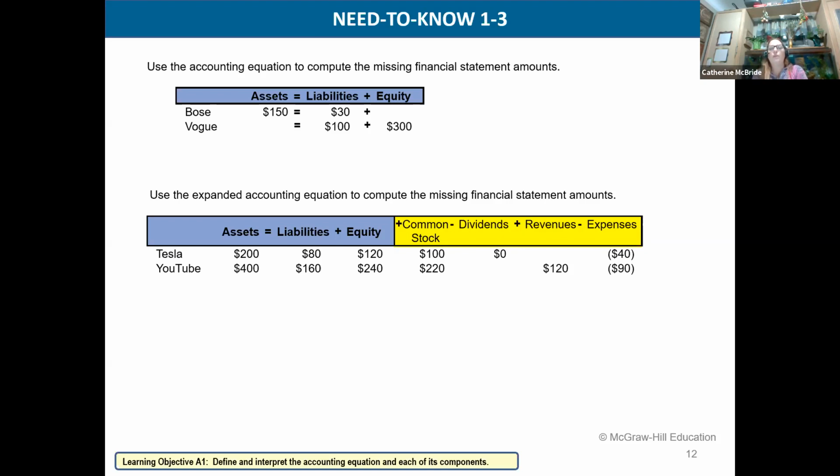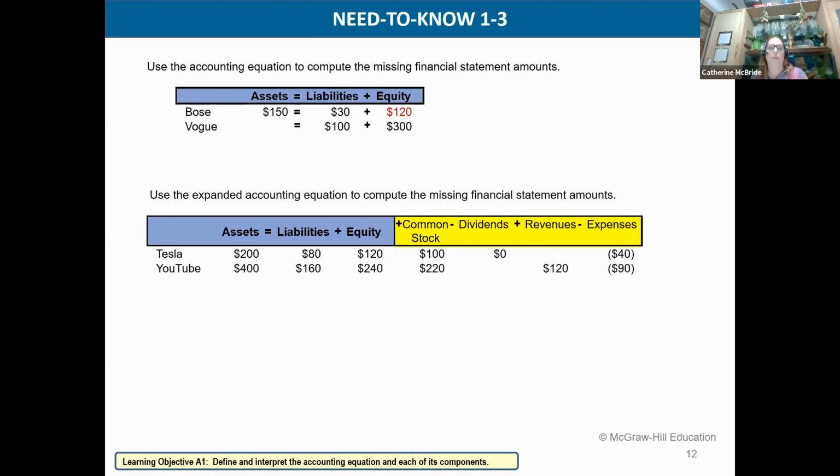If we have $150 in assets and $30 in liabilities, and there's a homework question and a practice question exactly like this, how much do we have in equity? You should have come up with $120. And I get that because $150 minus $30 gives me $120. So now I balance. I have 150 on each side.